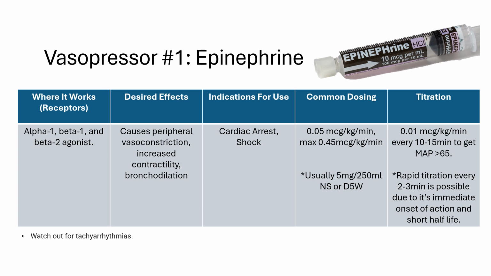When you're looking at titration, the nice thing about epi and norepi is that you can do rapid titration every 2 to 3 minutes because it's got an immediate onset of action and a very short half-life. The bummer is it has a very short half-life. So when you think about titration, you want to go up every 10 to 15 minutes and you want to go 0.01 micrograms per kilogram per minute to achieve your MAP of greater than 65. So not titrating huge amounts here, but you can go up every 10 minutes or so because it's got a quick onset and the effects are almost immediate. Same with norepi, which is why it's kind of nice.